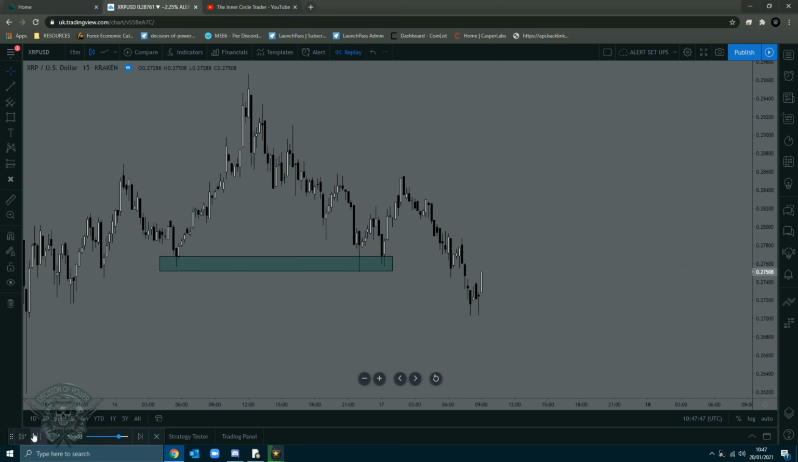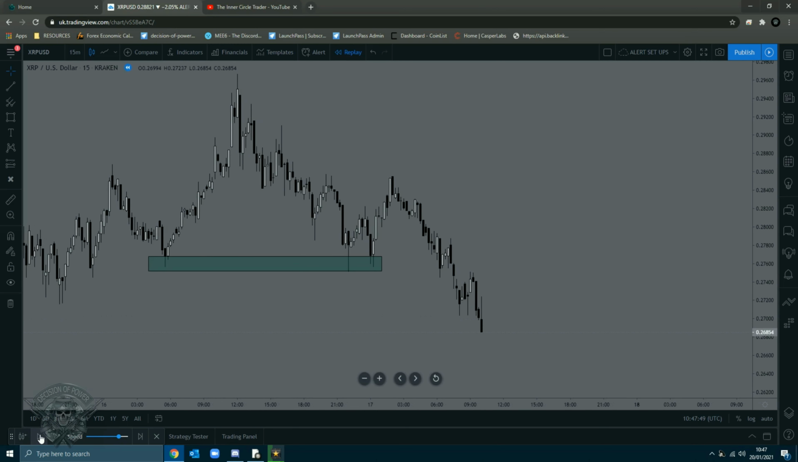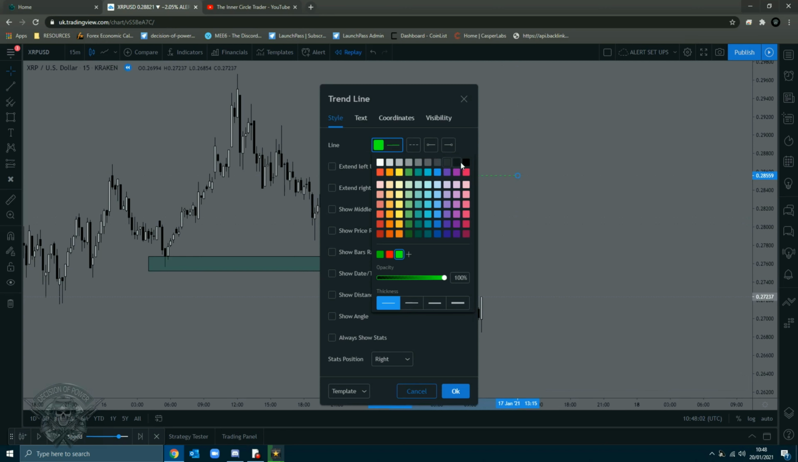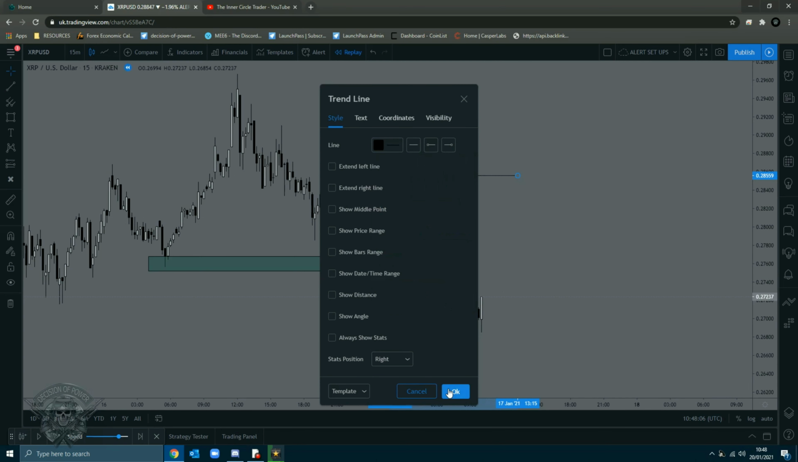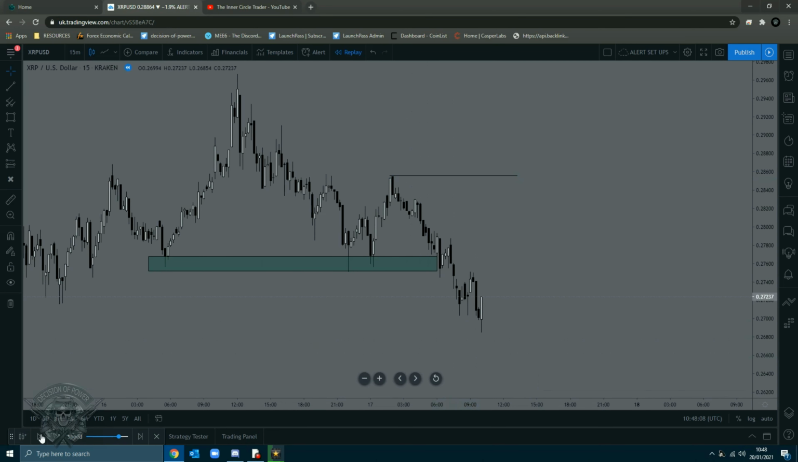Okay, so question 2 then: have them lows been ran? And the answer is yes, they have been ran. Now, for this to be a valid setup, we'd be looking for a break of market structure, which would be here. I'm just going to make this line black because it'll show up better on the videos, and make it a proper line. Right, let's continue.